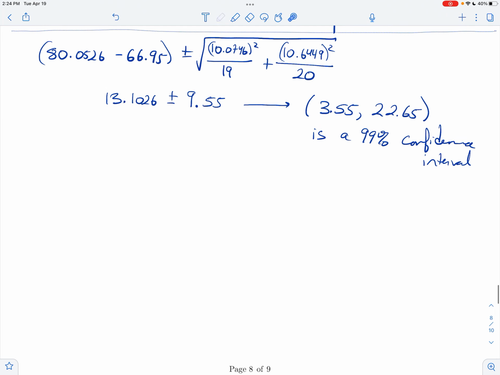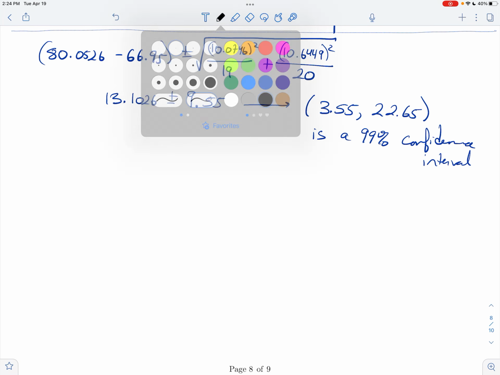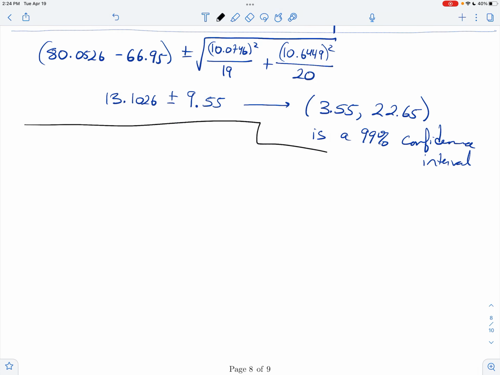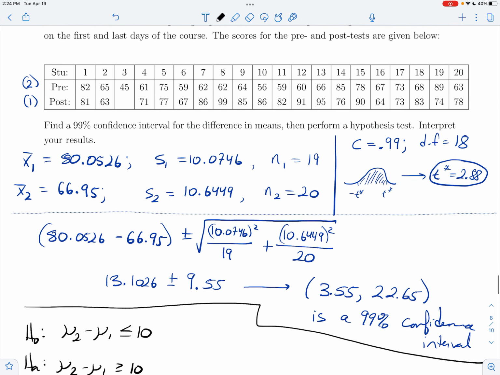I think it would be good for us to do the hypothesis test version of this as well. So let's actually write that out. So what are we saying? The null hypothesis is nothing's happening. These scores are not actually improving. So M2 minus M1 is less than or equal to 10. And the alternative hypothesis is actually no, M2 minus M1 is greater than 10. All right, and let me make sure, yeah.